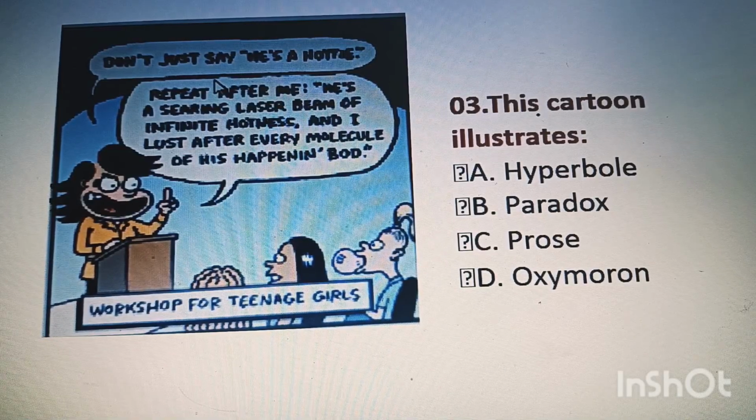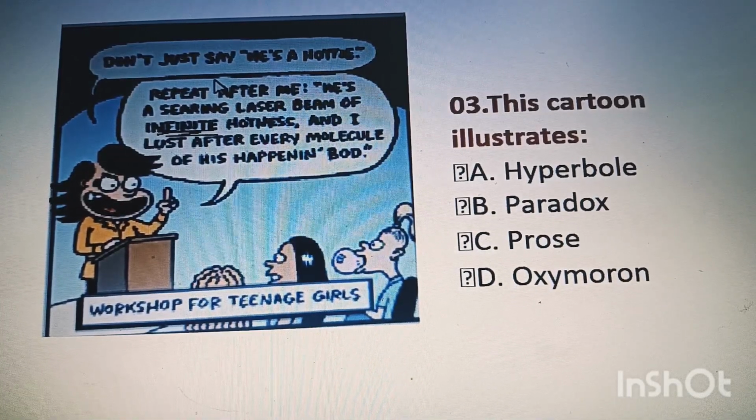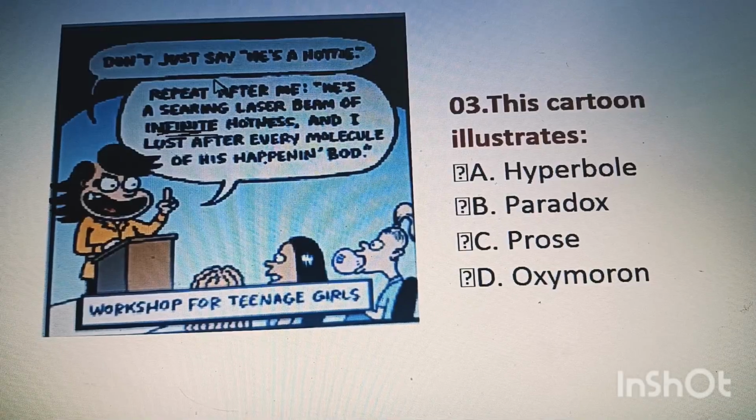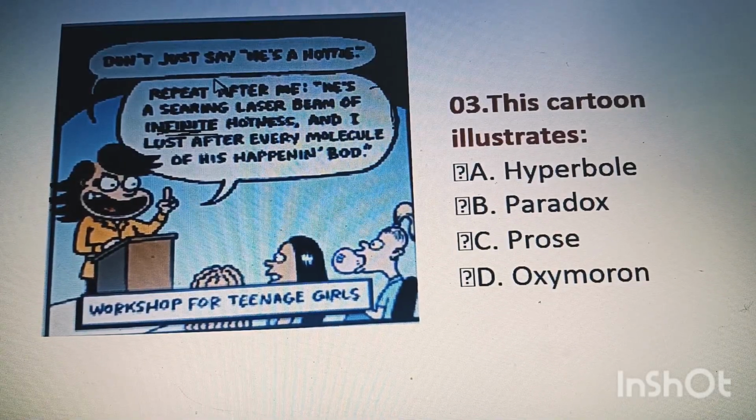Here question number 3. This cartoon illustrates, means explain. So don't just say he is a hottie. Repeat after me. He is a shining beam of infinite hotness. So this is hyperbole: infinite hotness, and I lust after every molecule of his happening body. So this is use of hyperbole.